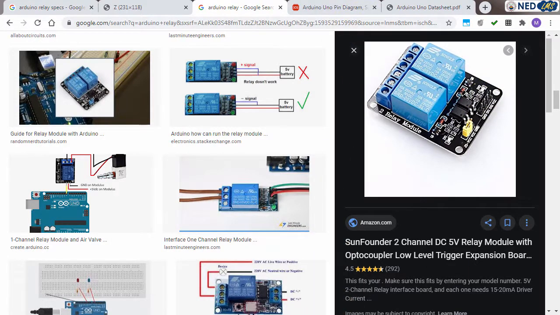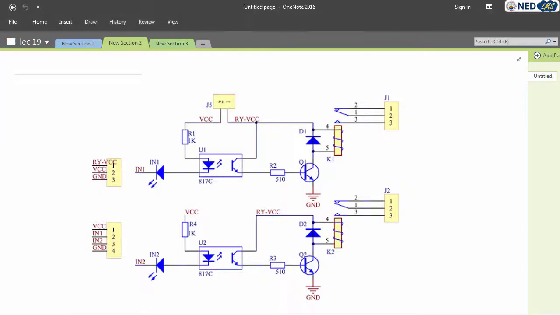So let's take a look at the schematic. If we take a look here, then that IC is actually an optocoupler. Optocoupler is actually a 4-pin IC.